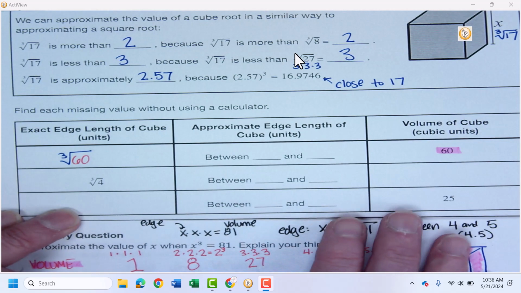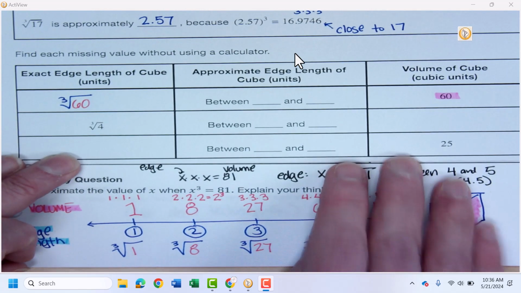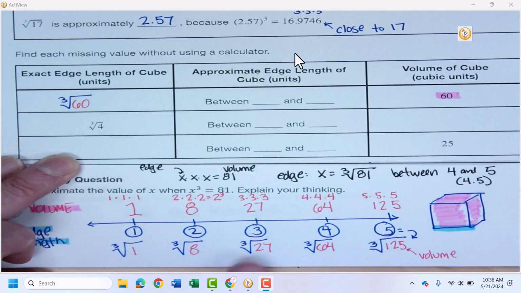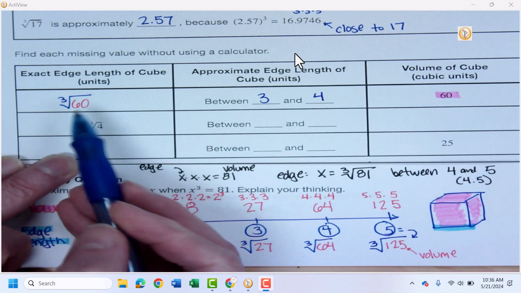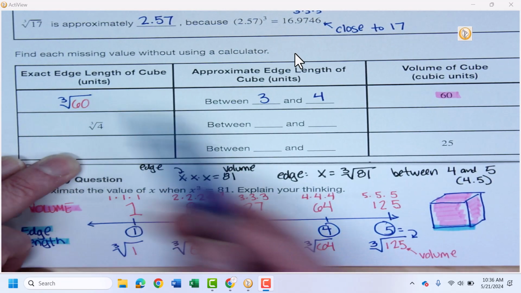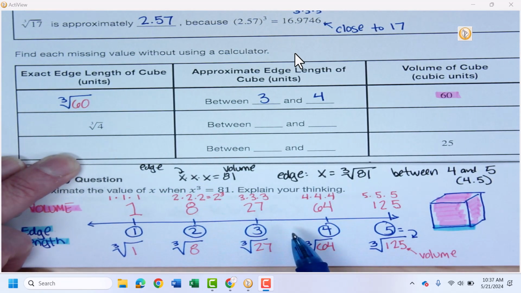Let's look at our number line and see if we can figure out about what that number would be. Well, the cube root of 60 looks like it would have to be between these two perfect cubes. Here's 64, must be a little less than that. So between 3 and 4 is going to be roughly where that number falls. The cube root of 60 is some number between 3 and 4.